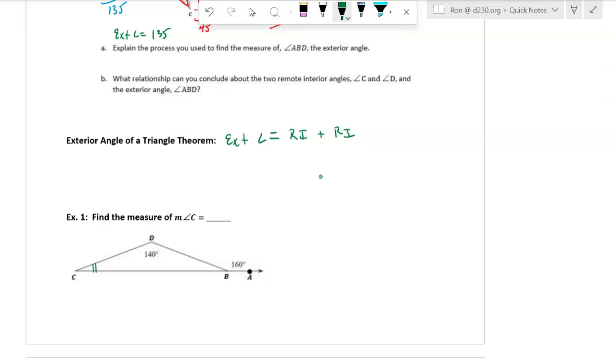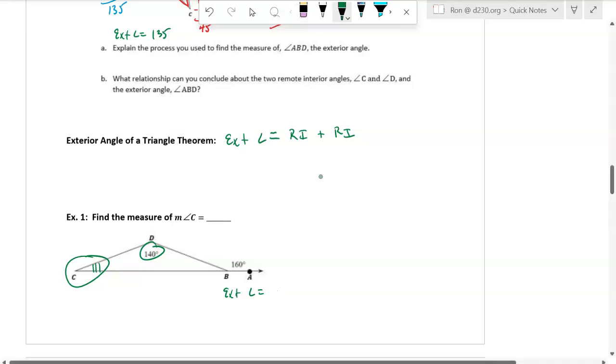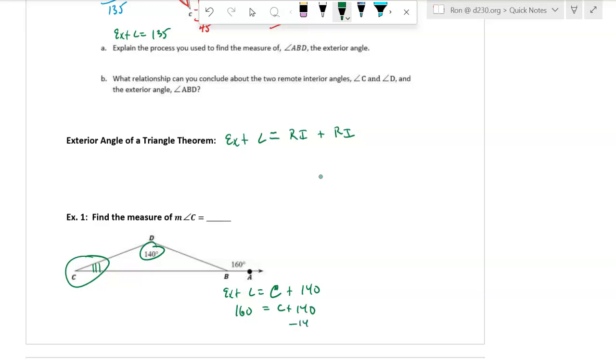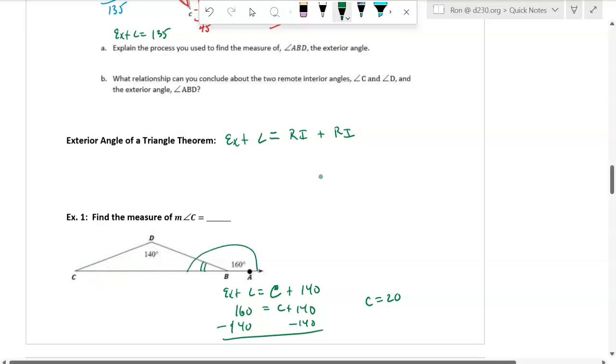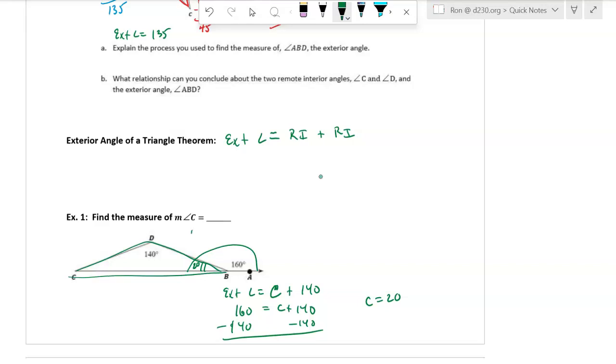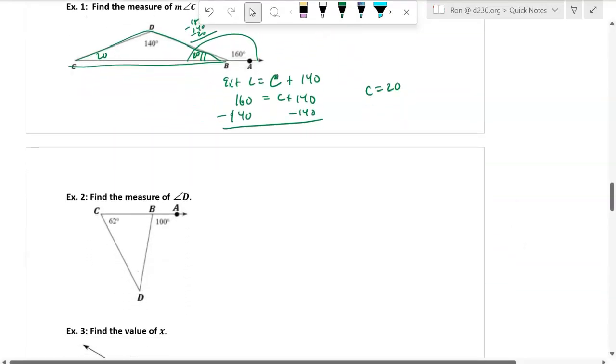So now, it says here to find the measure of angle C. There's two ways people can go about it. The fast way is to know that that exterior angle is equal to my two remote interior angles, C and D, so it would be angle C plus 140. If my exterior angle is 160, and I subtract 140, I get C is 20 degrees. That's using the exterior angle theorem. The other way to do it is if I saw that these two angles add up to 180, 180 minus 160 is 20. Now all three angles in a triangle add up to 180, so 180 minus 140 minus 20 will give you 20 degrees. Either way you approach that problem, you get the same exact answer.